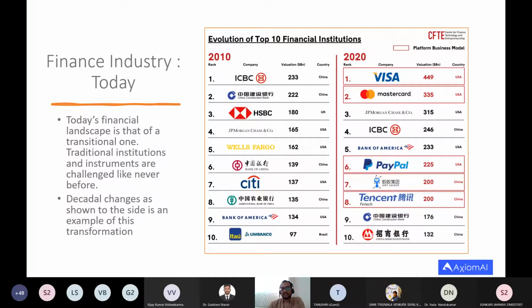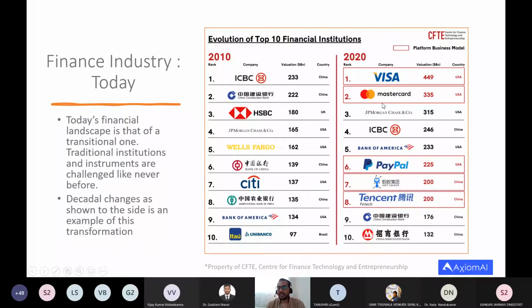As an example, try to concentrate on the left part first. This is the data for top 10 financial institutions as evaluated by the Center for Financial Technology and Entrepreneurship. This chart is owned by them. I just picked it up for our purpose. So in 2010, if you take a look, all top 10 financial institutions were banks. It could be central banks like in the case of China, or private banks like in the case of US, like JP Morgan Chase, Wells Fargo, HSBC, Citi. These are all private banks in the US, right? So all 10 were banks.